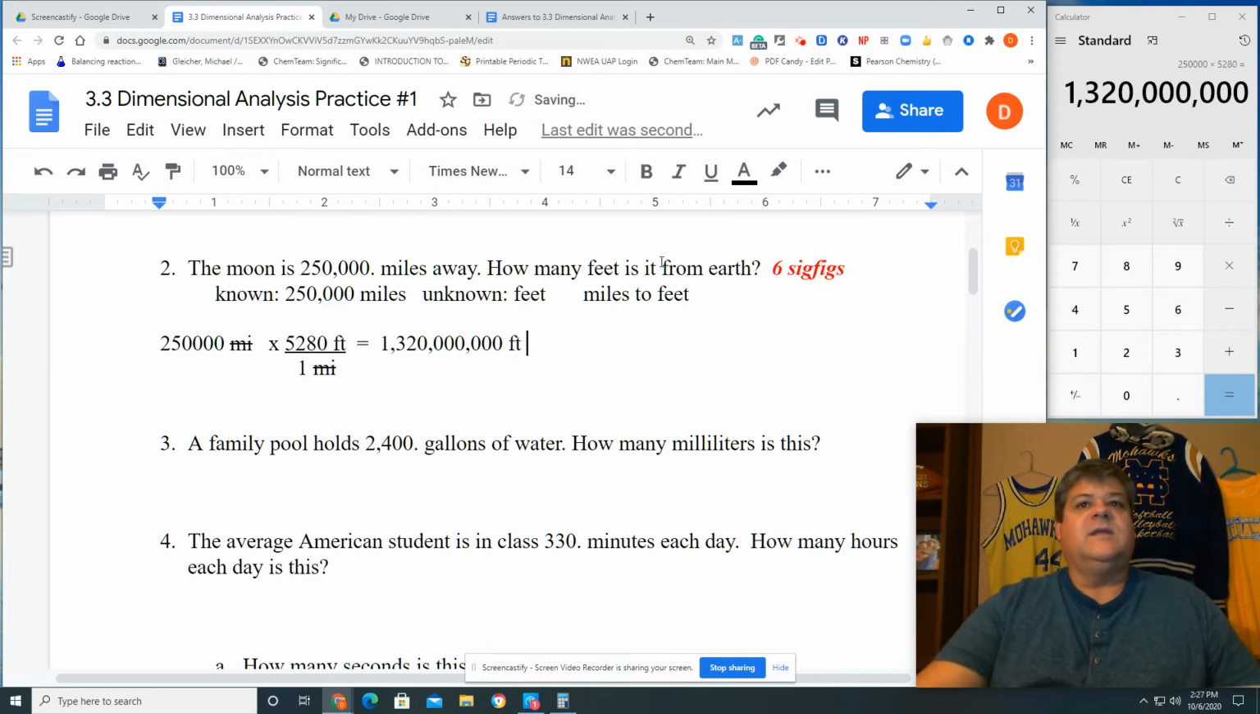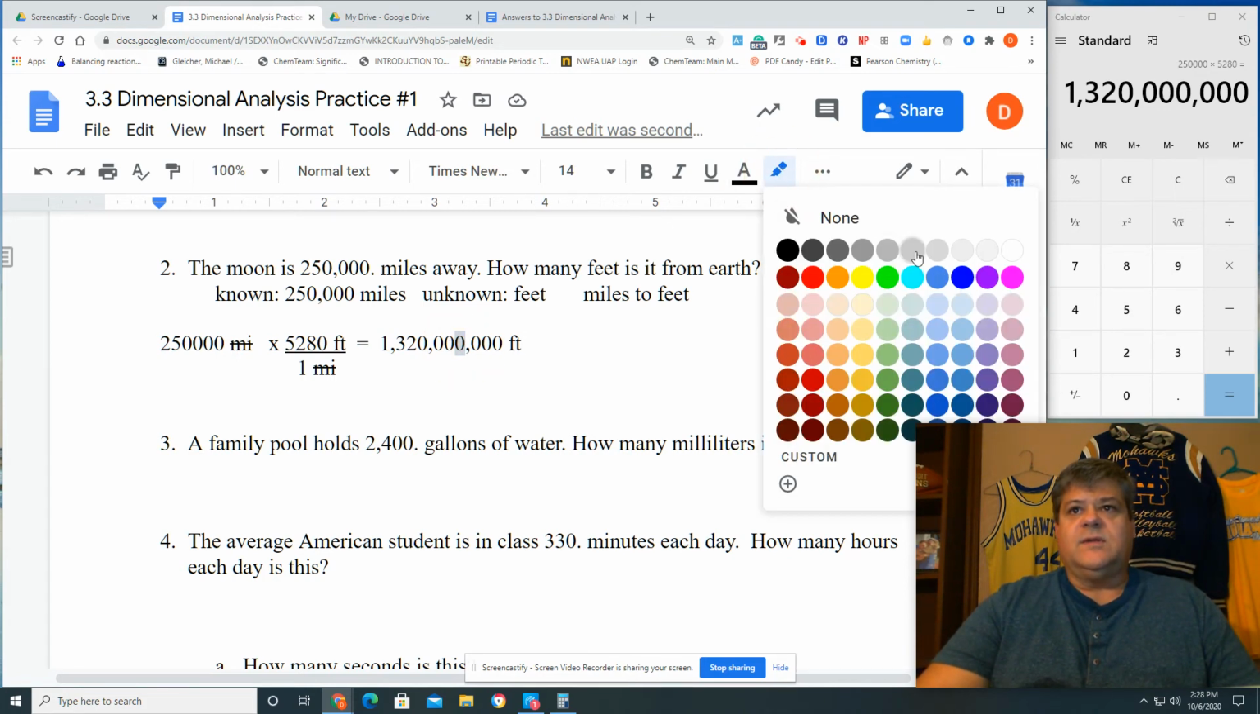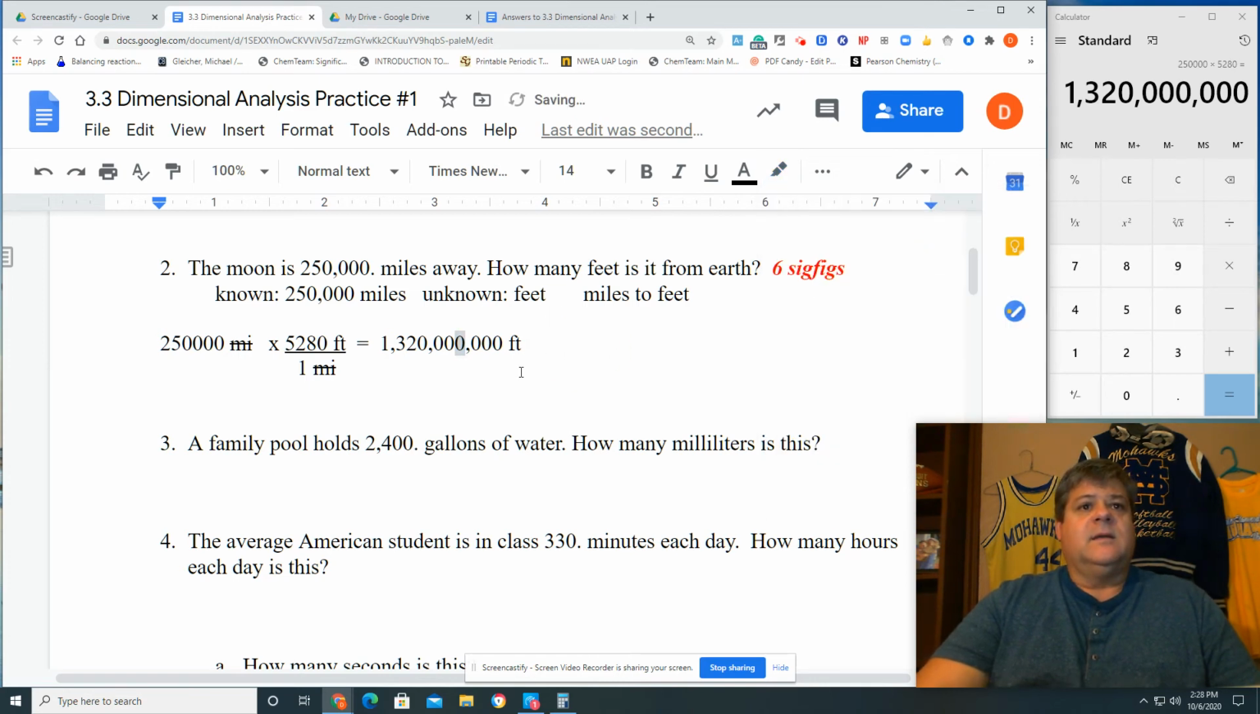Well, our problem is we need it in 6 significant figures. So is this 6 significant figures? Well, really, it's only 3. So what do we have to do? Well, we have to count over 1, 2, 3, 4, 5, 6. Go to that 7th one. We're going to highlight this one just in case, because that's the one right next to it. I can't really do anything with this, so I cannot put this in standard notation. The only way to answer this problem is to put it in scientific notation.